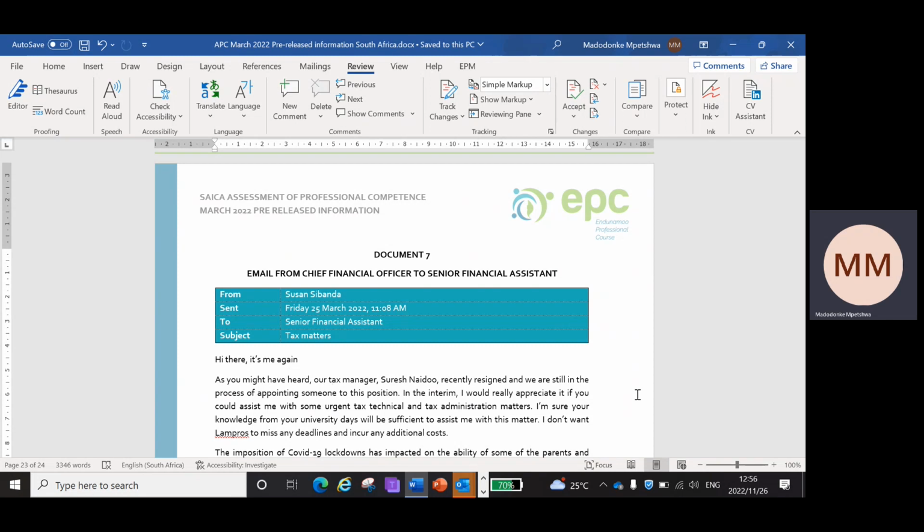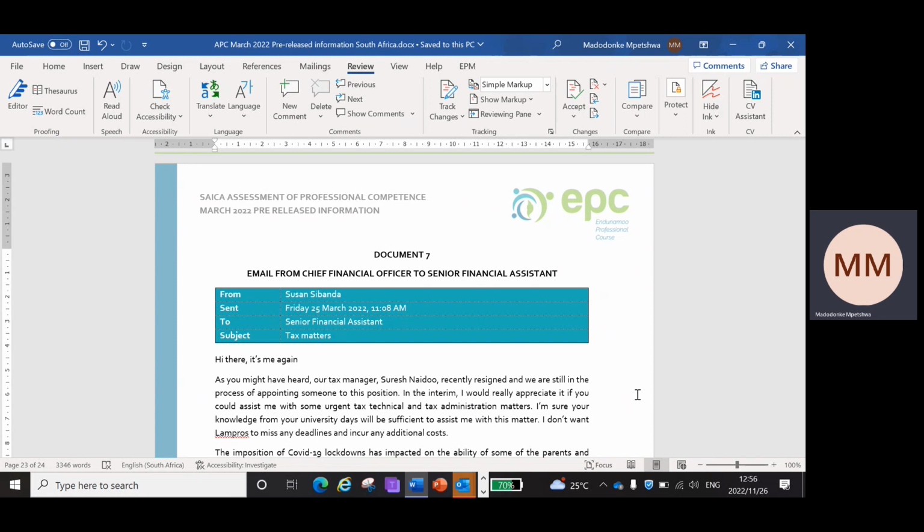So I'm going to stop there. Now, they're then saying to us, we need to assist with tax technical matters and tax administration matters. So on the technical matters, of course, you would have to look at the specific acts that are relevant to the information that we have. So as we're looking at some of the info that is given to us, we then say, which of the tax acts are relevant to this information?